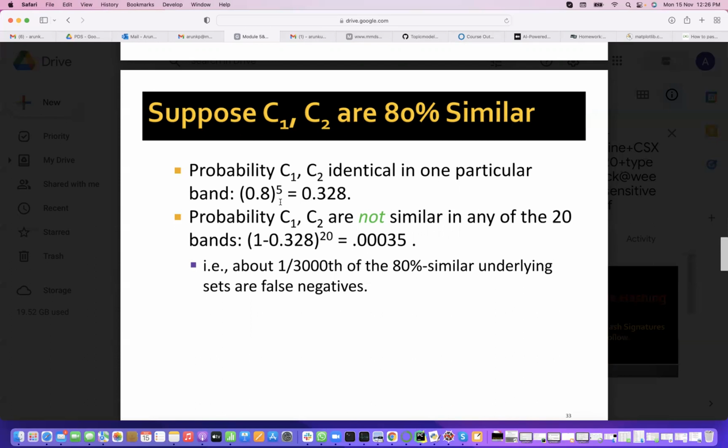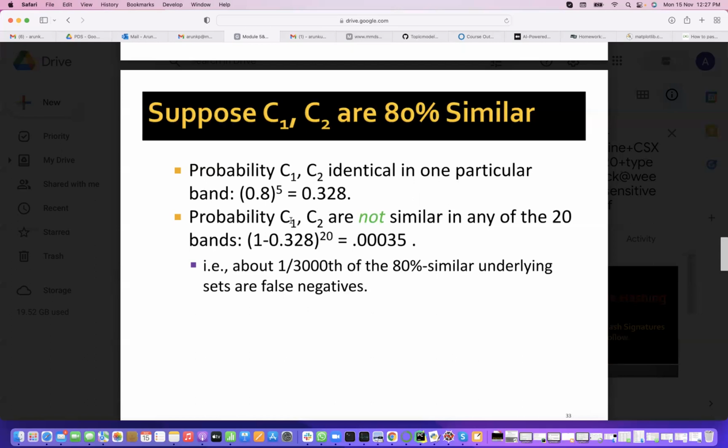What is the probability? Product of all, the multiplication theorem, right? In probability, if 2 things should happen simultaneously, you multiply both probabilities if they are independent events. Here they are independent. So if they are 80% similar, the probability of agreeing in a band, with all 5 rows agreeing, is 0.328. If they agree on all 5 rows, only then will they go to the same bucket. Otherwise they won't.